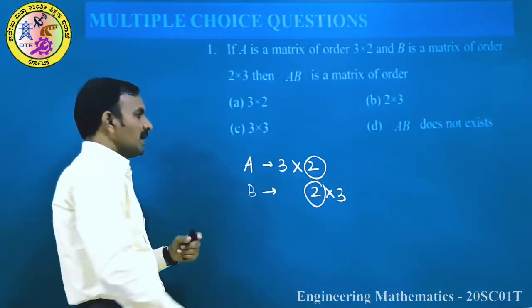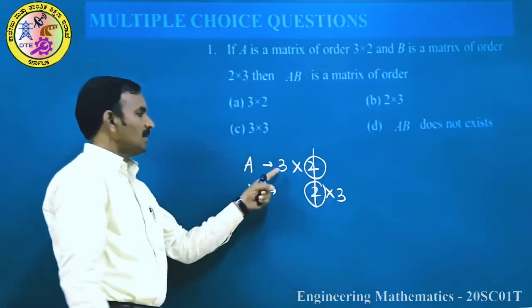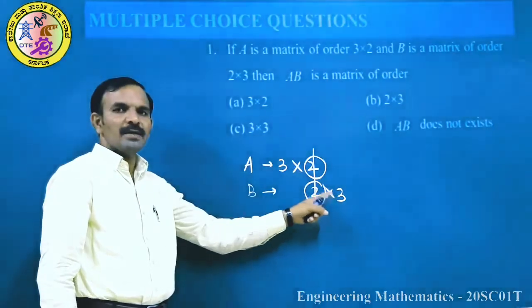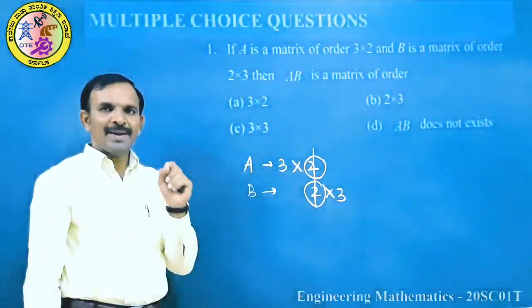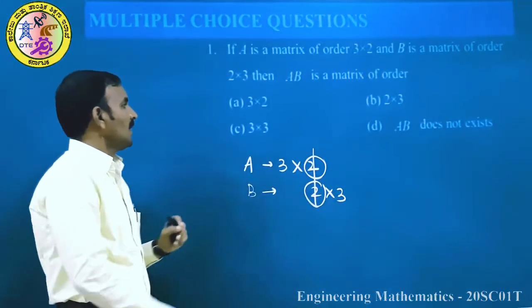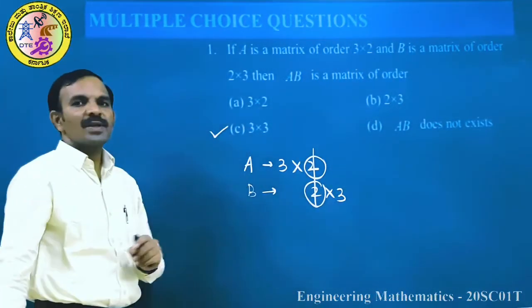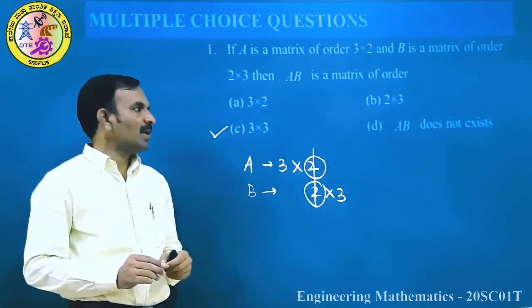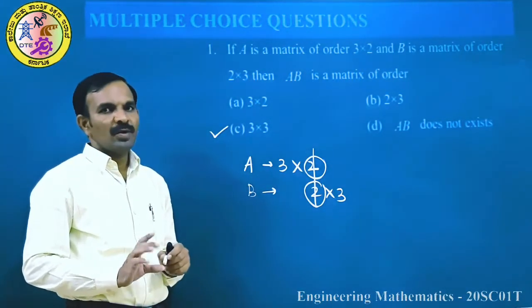What is the order? If you remove the common, 3 cross 3. AB is a matrix of order 3 cross 3. Therefore, option C is the correct option.